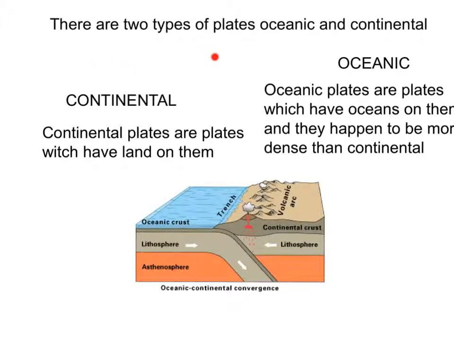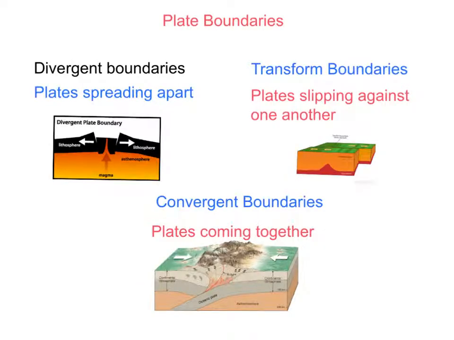There are 2 types of plates, oceanic and continental. Continental plates have land on them, while oceanic plates have oceans on them. They happen to be more dense than continental plates. Within these plates we have plate boundaries.